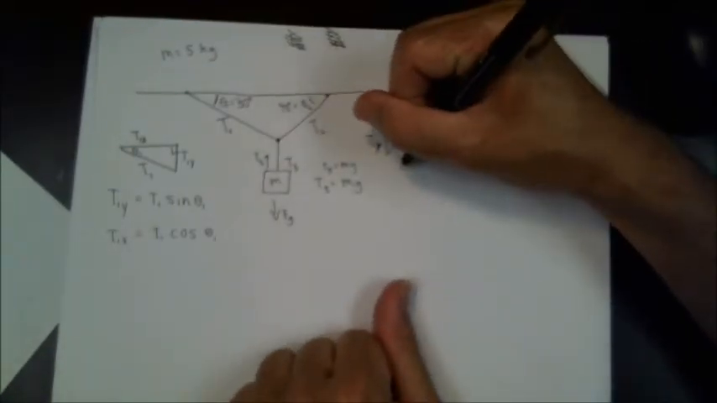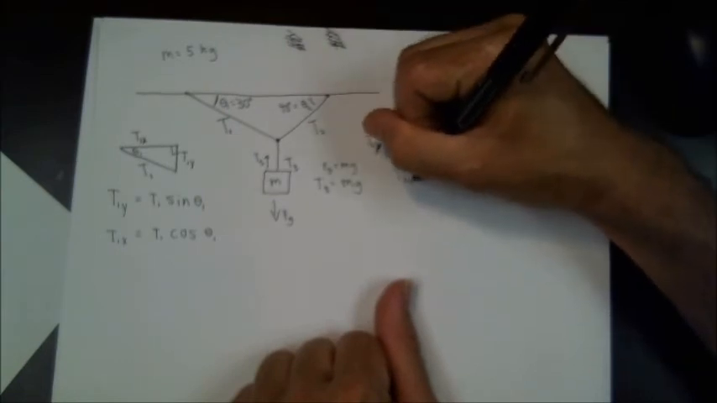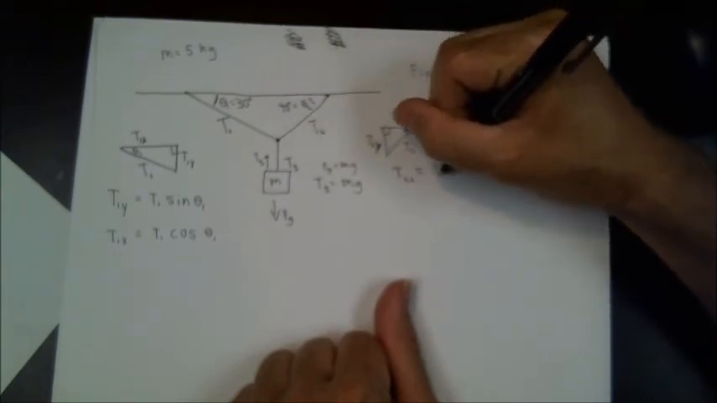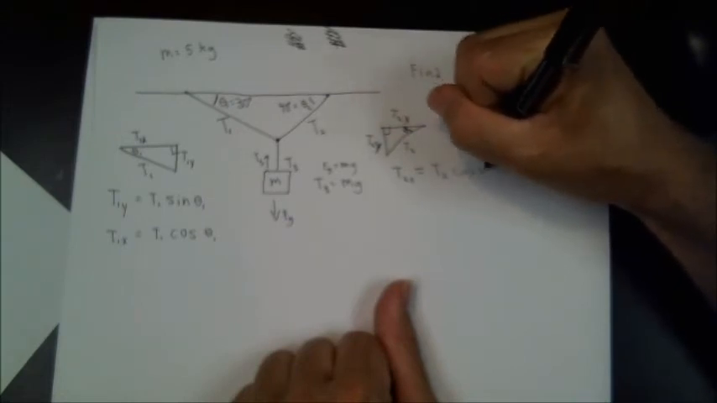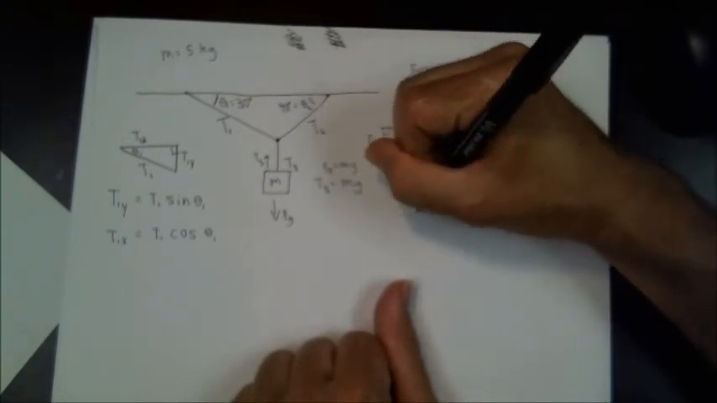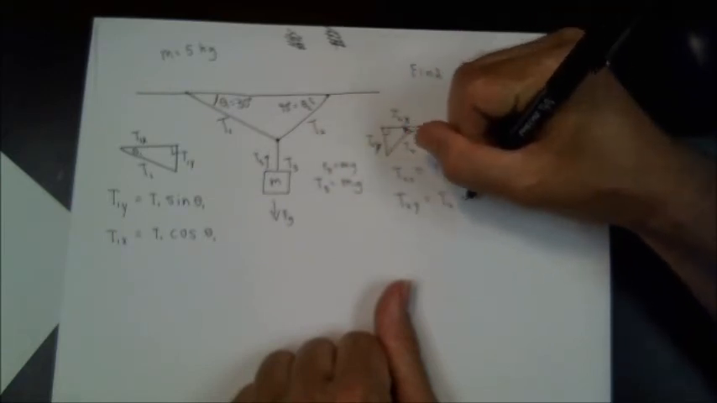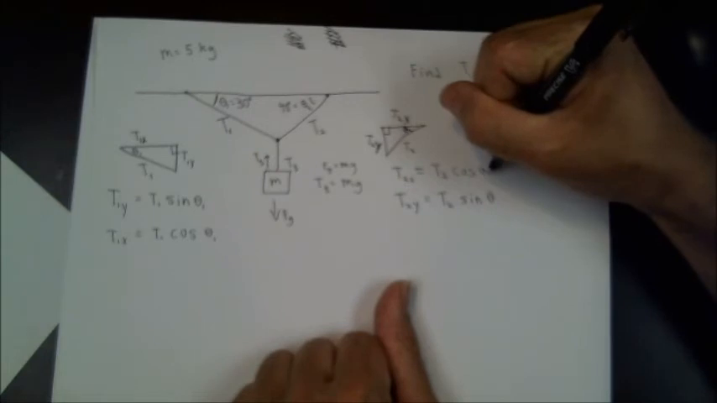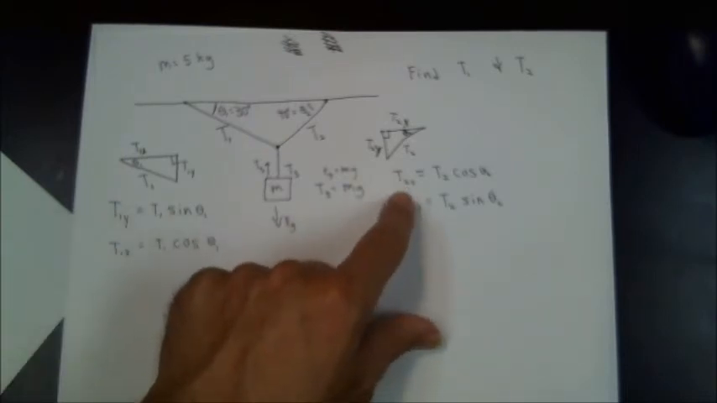Here on this side, I'm going to do the same thing. T2 in the x direction is equal to T2 cosine theta. T2 in the y direction is equal to T2 sine of the angle theta. Oops, I forgot to put that's theta 2, and so is that one. Okay, now I've taken my two tensions and broken them down into component form. Notice in each one I've got the vertical or horizontal direction and then T1, the actual tension. Here I've got the horizontal and vertical direction and also T2.